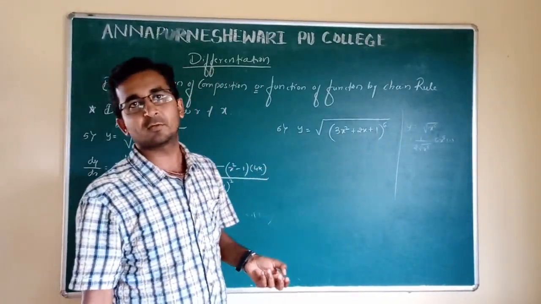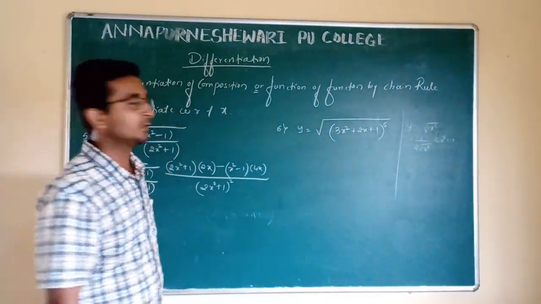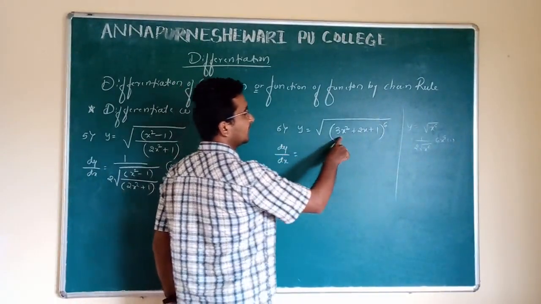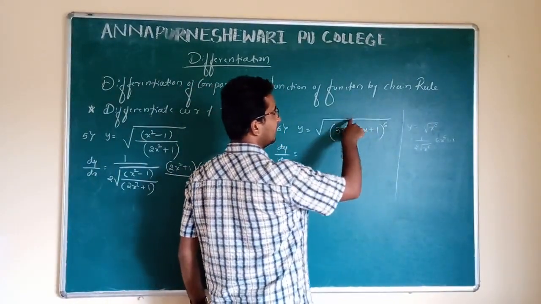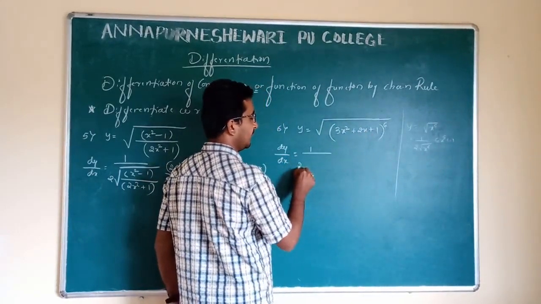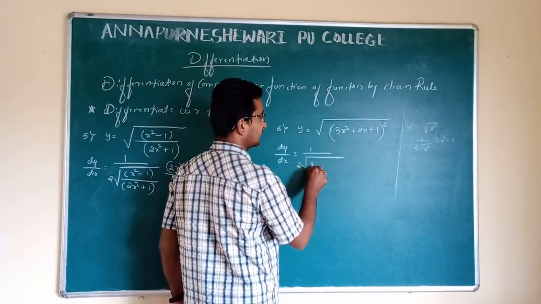So these are all the simple functions. Okay. So this one, what do I have to write? dy by dx. This one I consider the x raised to 6. It means root of x raised to 6. Root of x is 1 divided by 2 root of x.